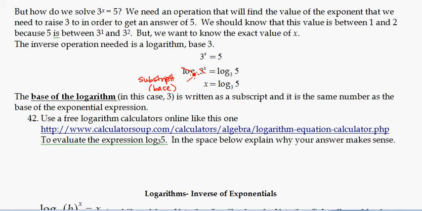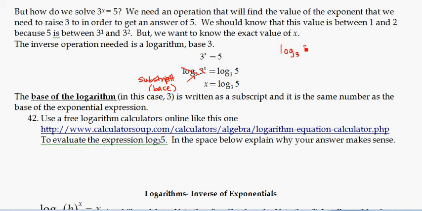But you can't just take log base 3 of the left side. You have to also take log base 3 of the right side. So what value of x, when I take 3 to that number, do I get 5? And the answer is whatever log base 3 of 5 is. Okay, so just like I was saying before, the order in which you do this doesn't matter.